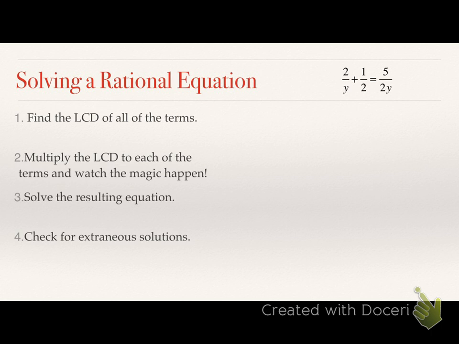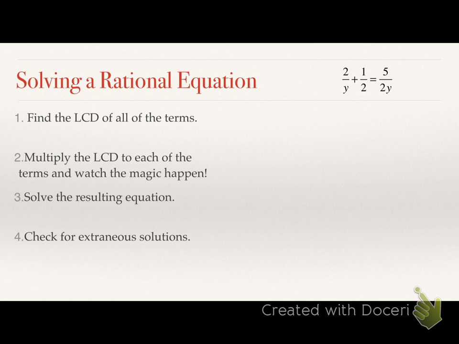That's the big picture. Now, in terms of the details, we've got to start by finding out what the LCD is. Then we're going to multiply it to all the fractions, both sides of the equation, and something magical will happen. Those denominators will cancel out, and we'll be left with an equation that doesn't have any fractions anymore. It might be a linear equation or maybe a quadratic equation. Whatever type of equation it is, we'll solve it, and we'll check for extraneous solutions just like we did previously in Chapter 9.